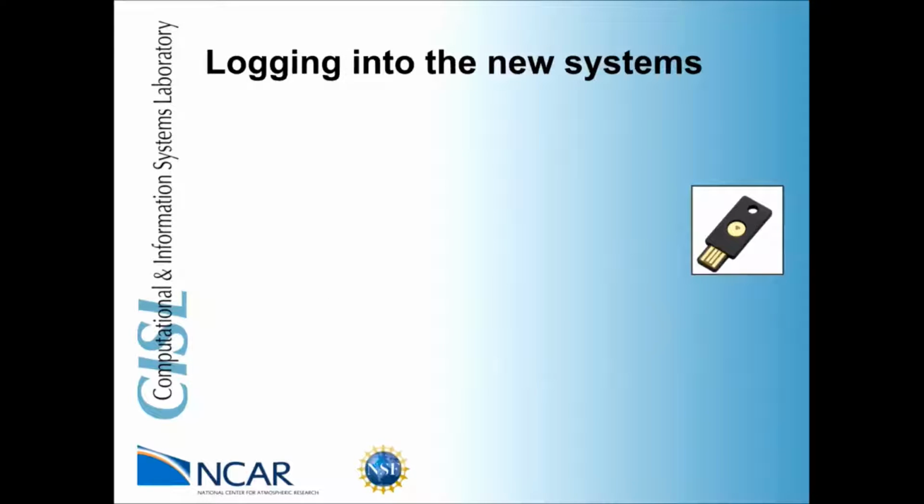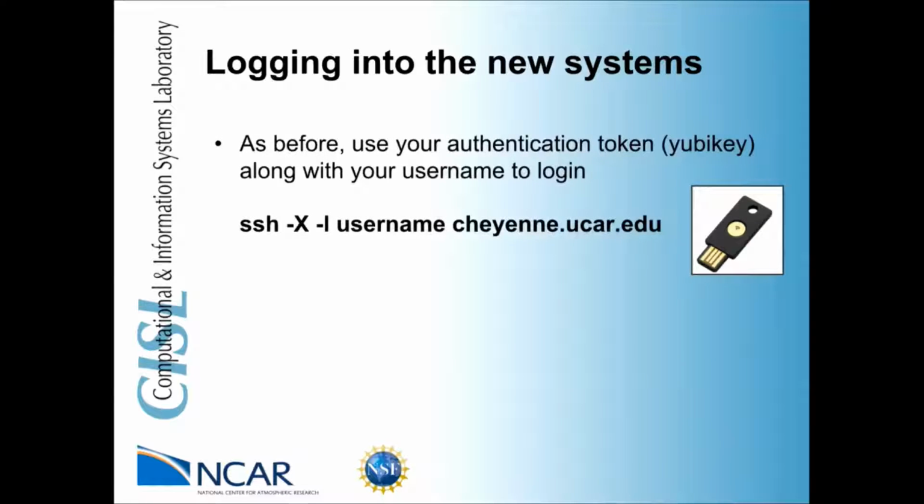Now getting into more of the day-to-day details. And a lot of these are very similar to what you do on Yellowstone right now if you're a Yellowstone user. So to log on to the systems, as before, you'll use your YubiKey authentication token along with your username to log into the machine. Of course, the main difference here is that you're logging into cheyenne.ucar.edu instead of yellowstone.ucar.edu. But otherwise, it's the same command.